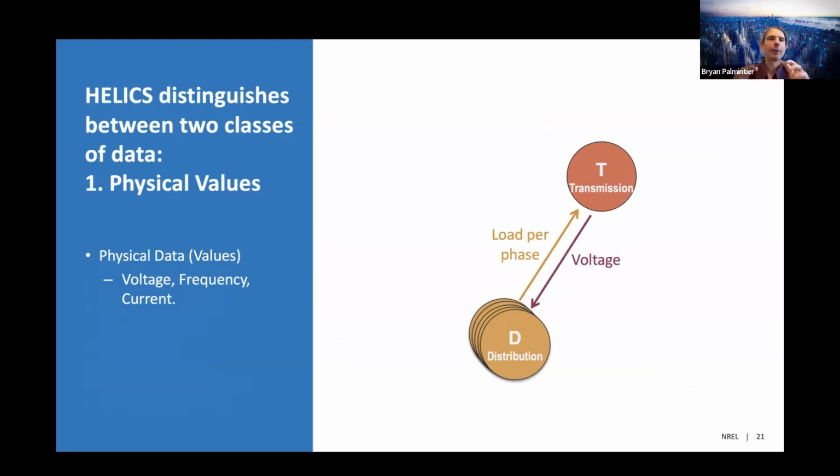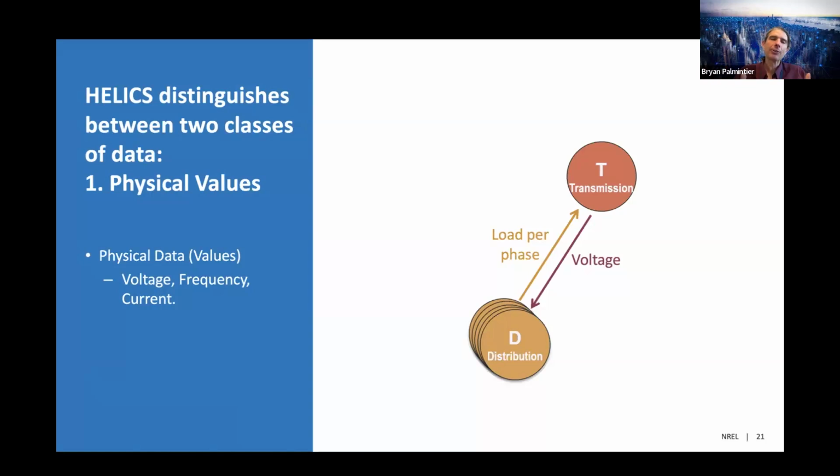Exchange data, we got that part. But one of the other unique things about Helix is that it recognizes that there are two different classes of data that need to be exchanged in these co-simulation environments. The first one is things like physical values. In the case of a transmission distribution system, if you had this thing in reality, then somewhere in a substation, the voltage on the transmission side and the voltage on the distribution side are going to match. That's the physics. That's the way things work.